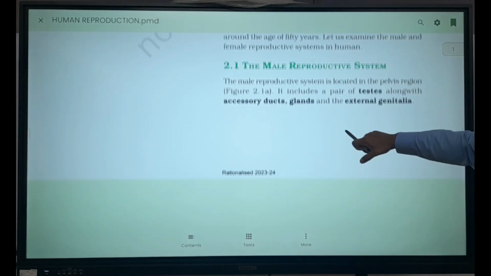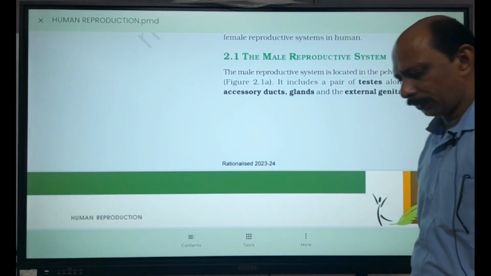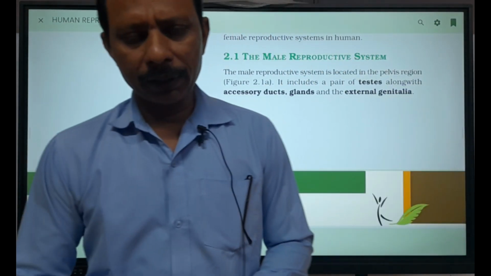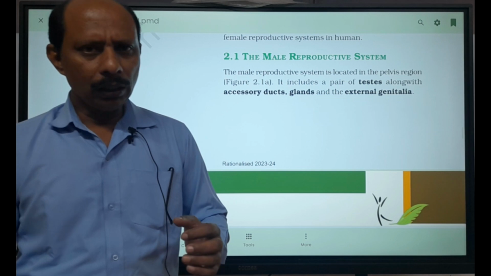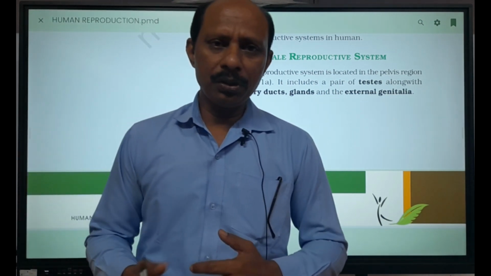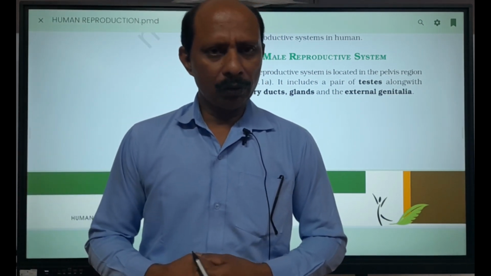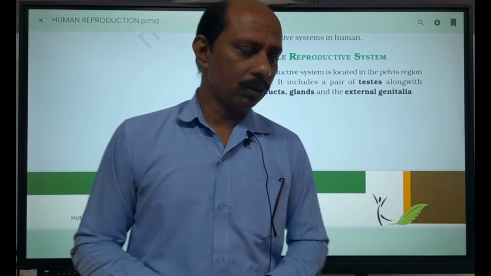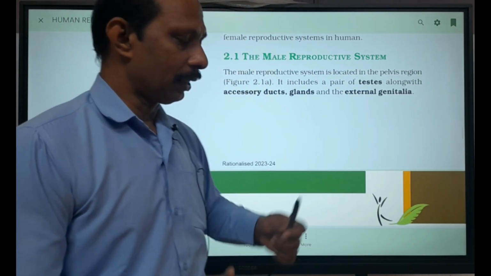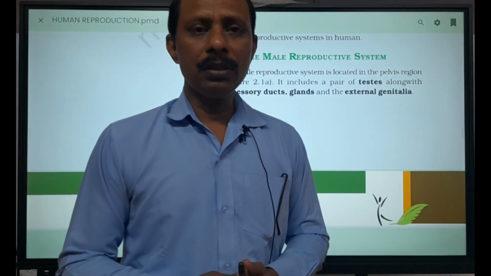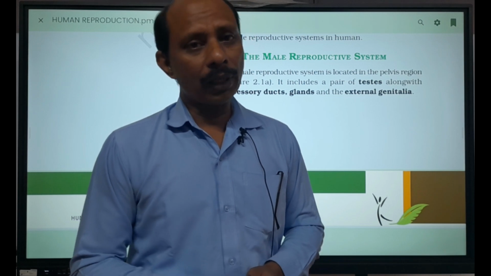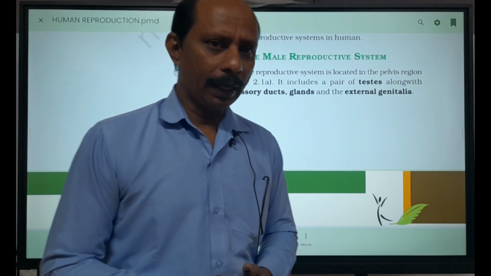Now here it is simply given the male reproductive system. Look here, male and female reproductive systems originate from the mesoderm. Their origin is mesodermal, which is not given in our NCERT, but it is important. In intrauterine life, they are formed.